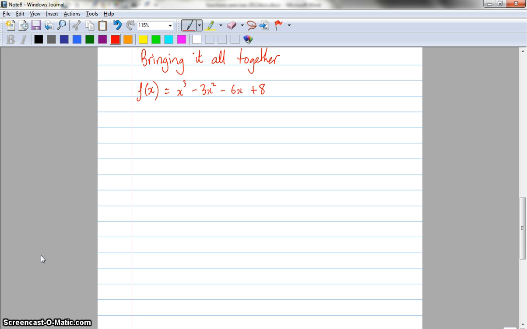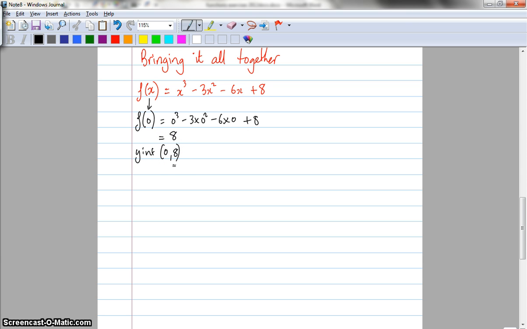I want to sketch this graph, which means I need to find the y-intercept and the x-intercepts as well. I'm going to start with the y-intercept because that's always the easiest. The y-intercept is when x equals 0, so I'm going to write f of 0. Replace x with 0, which is 0 cubed minus 3 times 0 squared minus 6 times 0 plus 8. All of these terms end up being 0, and I'm just left with 8. My y-intercept is (0, 8).